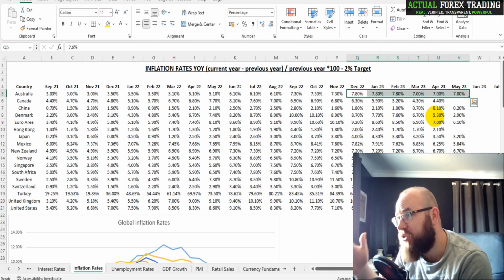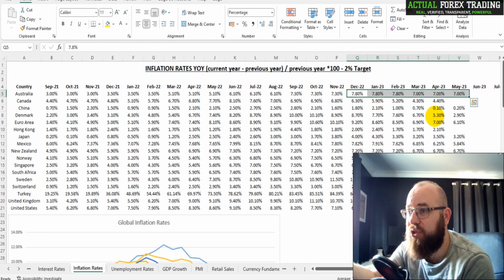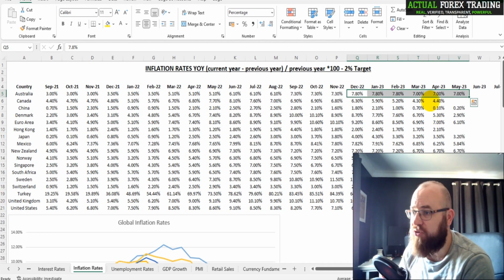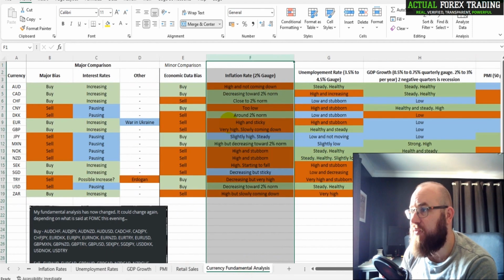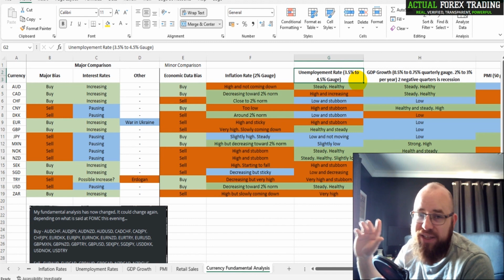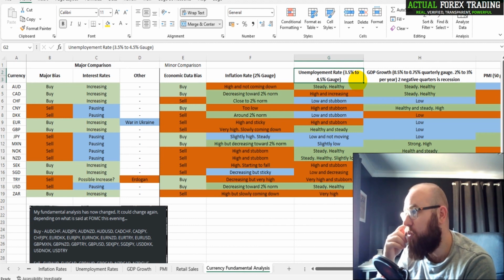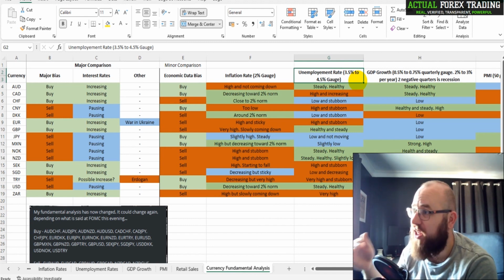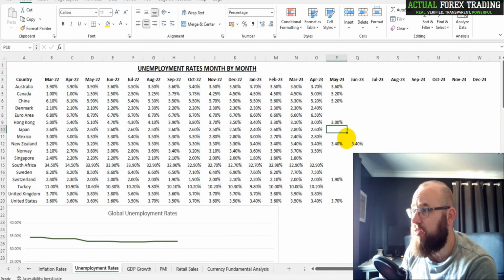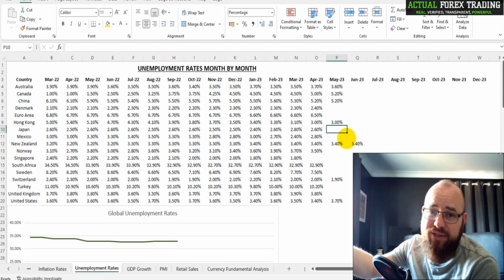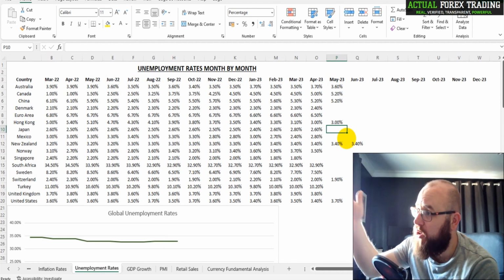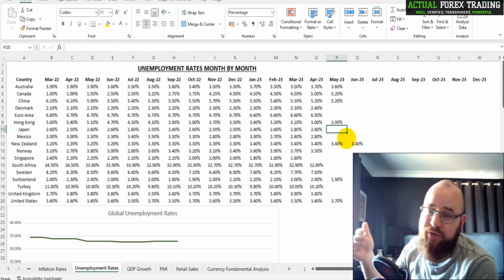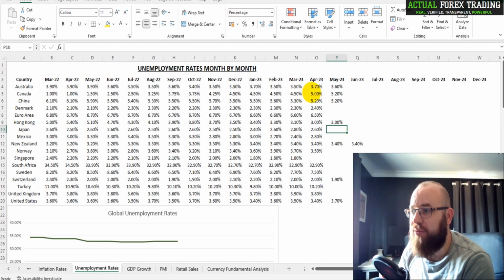It's all about interest rates. This inflation rate is important because it influences the interest rate. Unemployment rates. So with unemployment, if I go back to my currency analysis, generally speaking, 3.5 to 4.5% is considered healthy. If the unemployment rate, this is month by month, is below that, you might think that really low unemployment is a good thing, but it's not. And if we're below that 3.5 or above that 4.5, that's not considered a good thing.